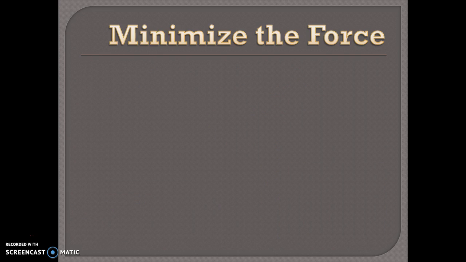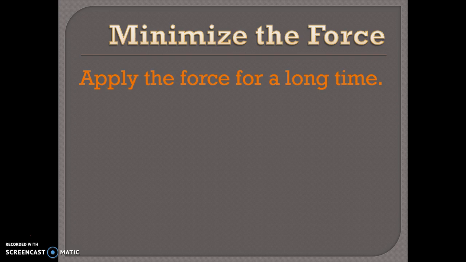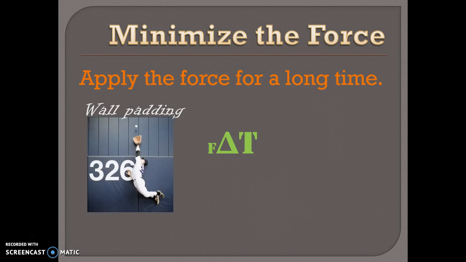If you wanted to minimize the force, like with the egg example, and we'll give some more, you would need to extend the time, apply the force for a longer amount of time. So here are some things that could help you extend the time. When you have padding on walls, again, the deformation and the changing shape of that padding helps extend the time over which the impulse occurs, which allows you to encounter less of a force.